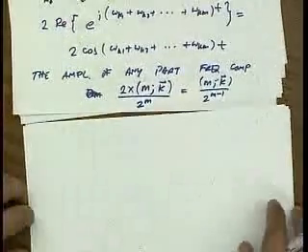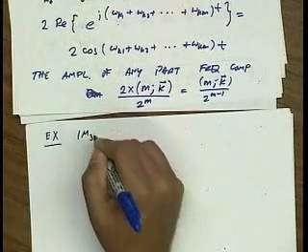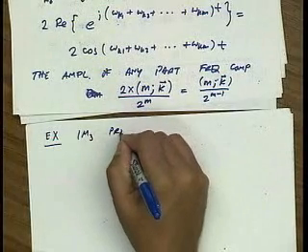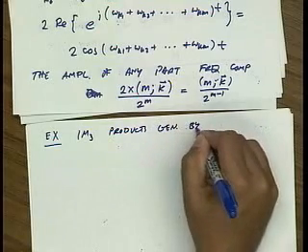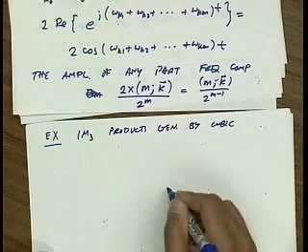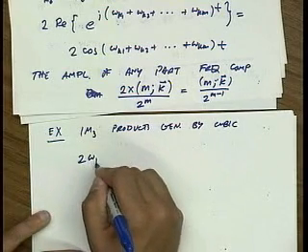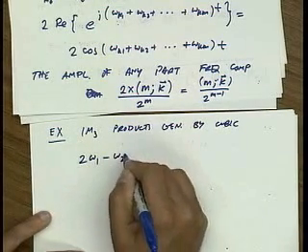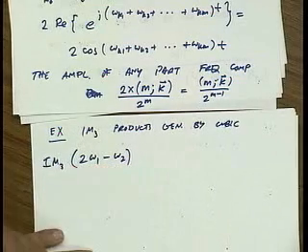Okay, so let's do some nice examples. Let's start out with something we know: IM3. So let's look at the IM3 products generated by cubic order nonlinearity. Okay? So let's take a particular case. Let's take 2 omega 1 minus omega 2. Okay? This is an IM3 product.